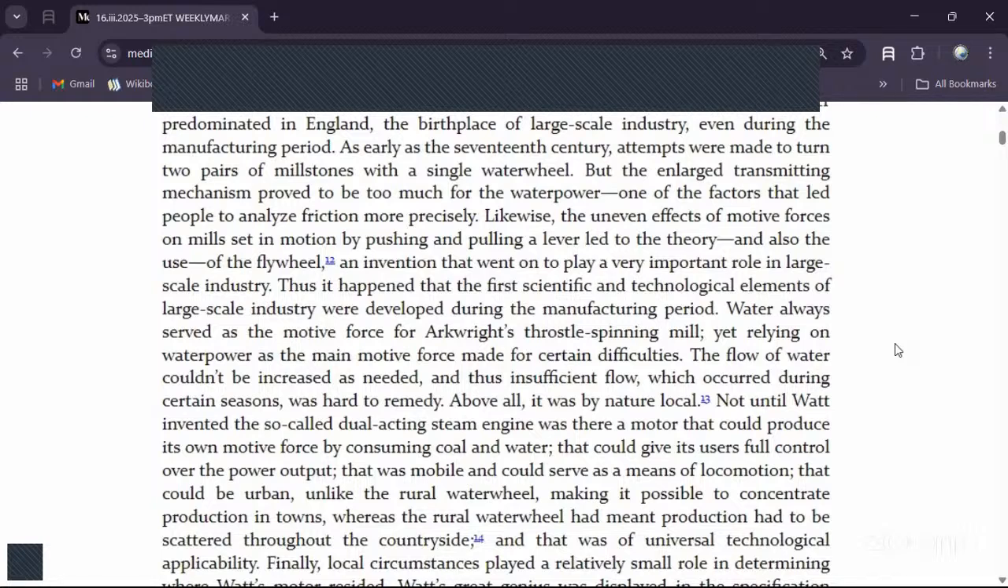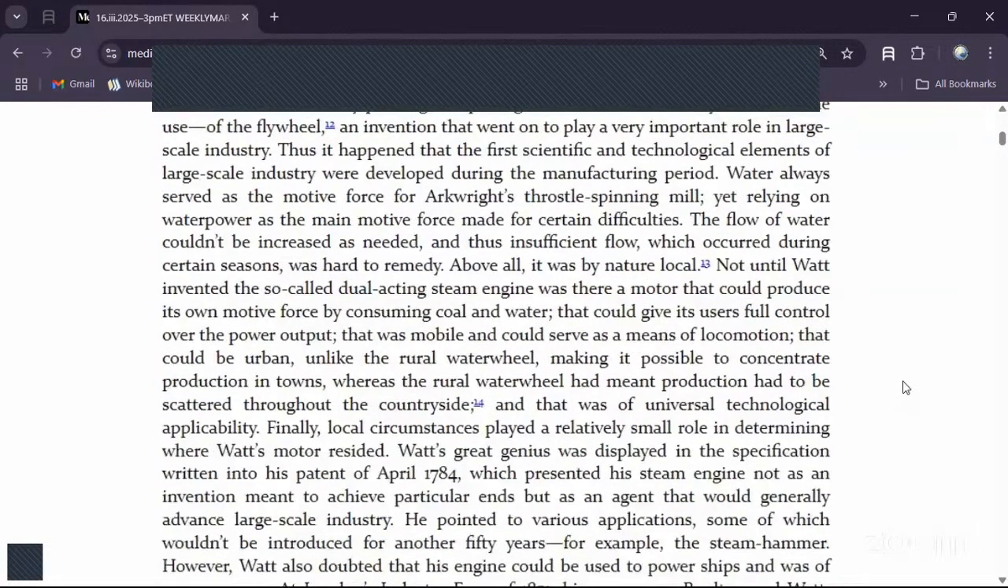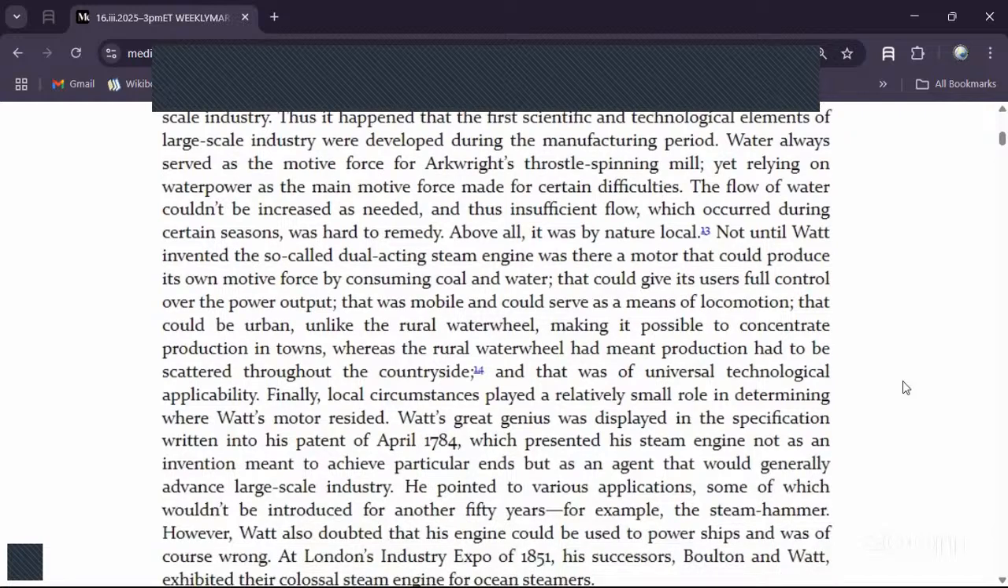Not until Watt invented the so-called dual-acting steam machine was there a motor that could produce its own motive force by consuming coal and water that would give its users full control over the power output, that was mobile and could serve as a means of locomotion, that could be urban, unlike the rural water wheel, making it possible to concentrate production in towns, whereas the rural water wheel had meant production had to be scattered throughout the countryside, and that was of universal technological applicability. Finally, local circumstances played a relatively small role in determining where Watt's motor resided.